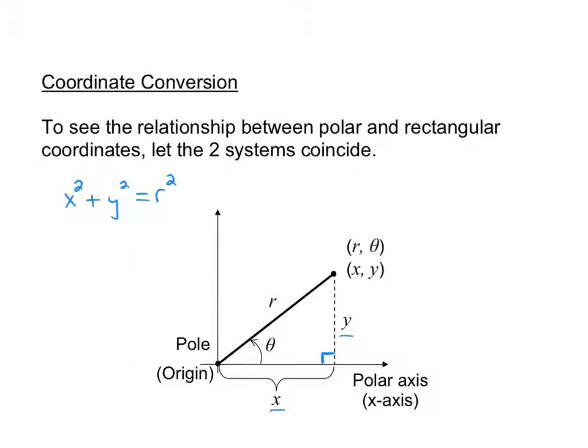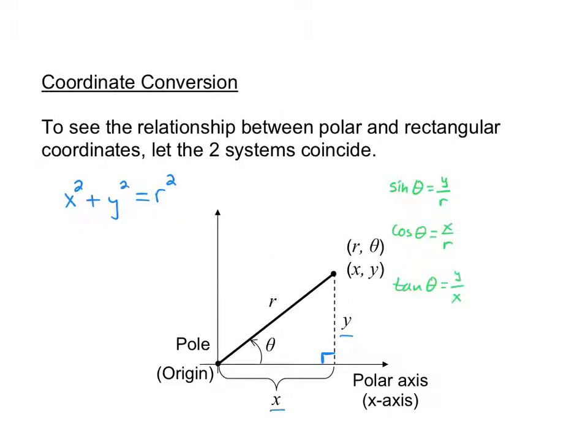Also, I can take a look at SOHCAHTOA and the three different trig functions it represents. So I've got the sine of theta is opposite over hypotenuse. The cosine of theta is adjacent over hypotenuse. And the tangent of theta is opposite over adjacent.